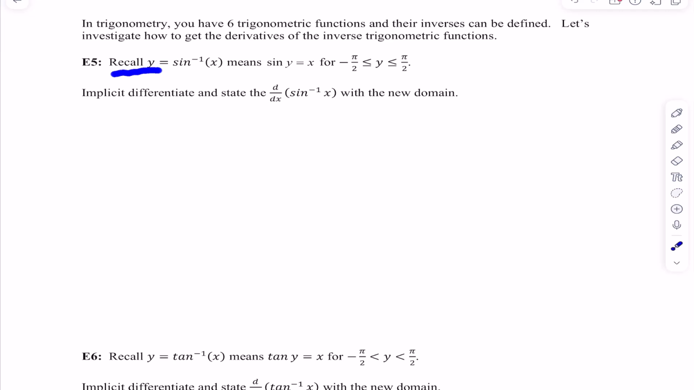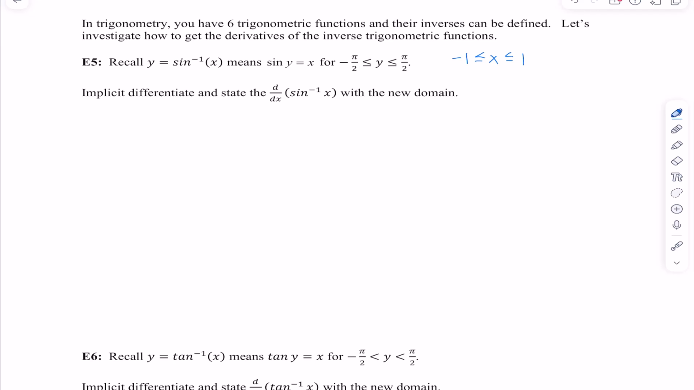Recall y is equal to the inverse sine of x means that sine of y will get you x, as long as y is an angle between negative pi over 2 radians and less than or equal to pi over 2 radians. If you're interested in the domain here of inverse sine of x, I could certainly include that. The domain of the inverse sine of x is the possible trig values. So it has to be between -1 and +1 inclusive.